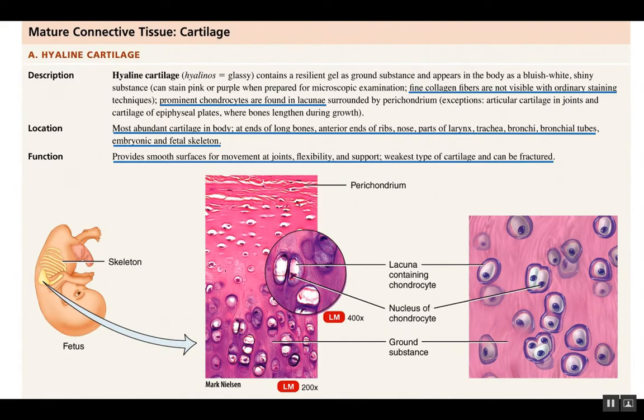The next video, we're going to learn about the three types of cartilage in the body.